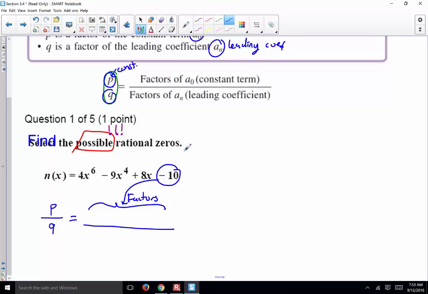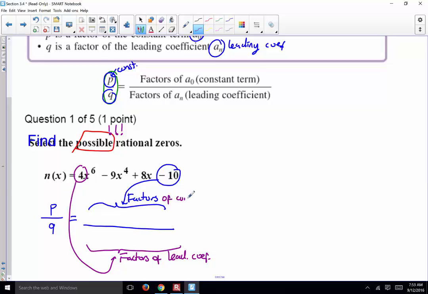And that will be divided by factors of the leading coefficient, factors of the constant term. Okay, so all you need to do is tell me what numbers divide 10. What numbers divide 10? Oh, by the way, should we consider negative signs?